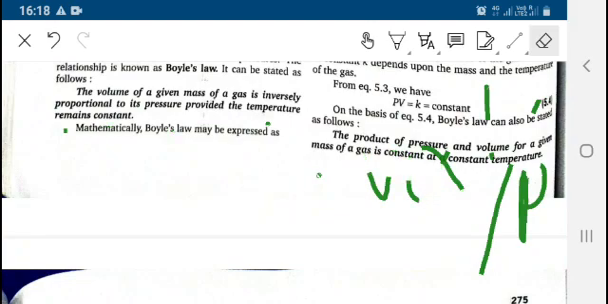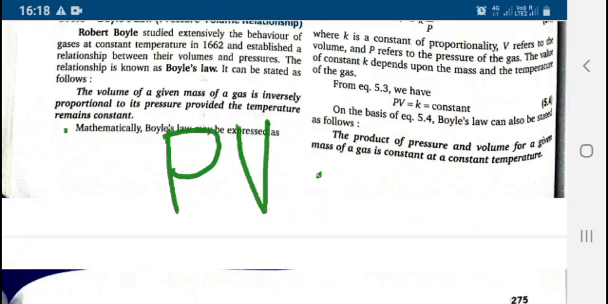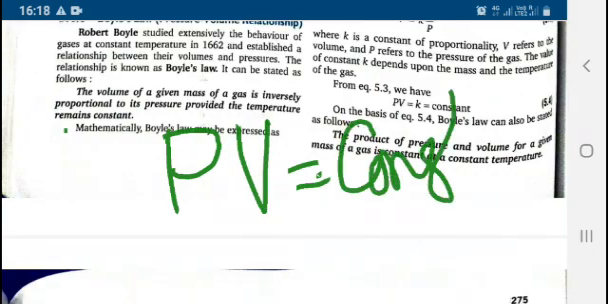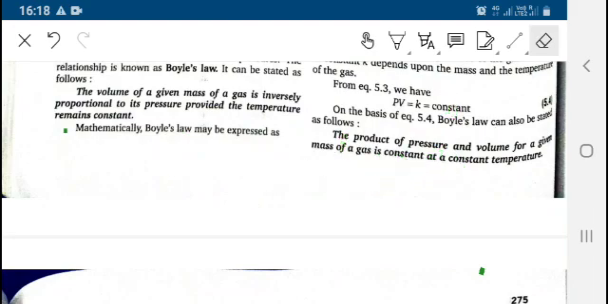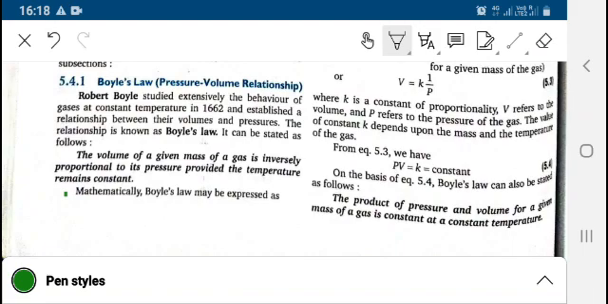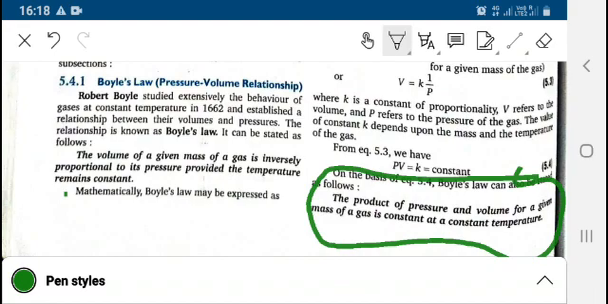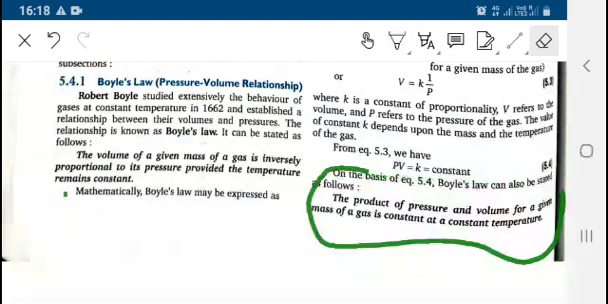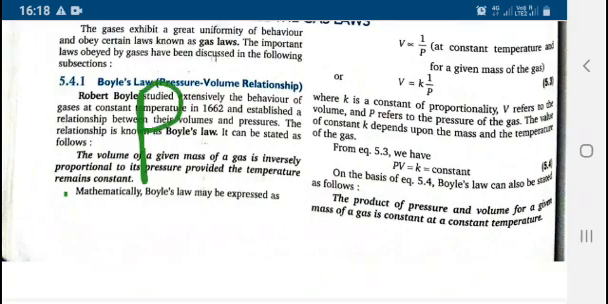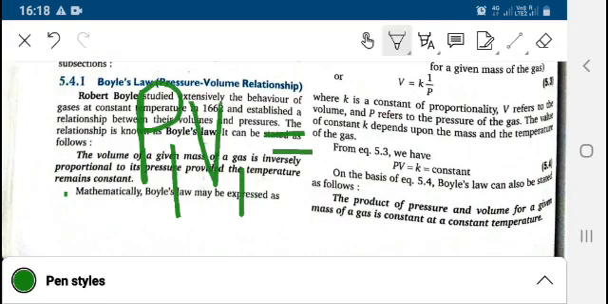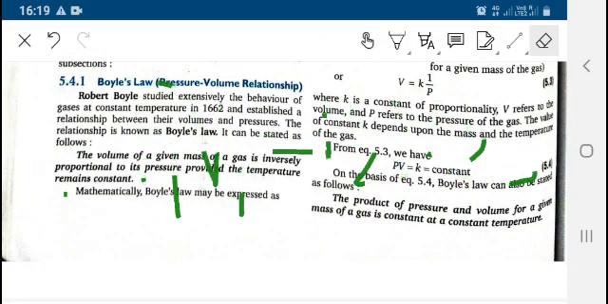Also, Boyle's law can be stated mathematically as PV is equal to constant. It is the product of pressure and volume. As you can see here, the product of pressure and volume of a given mass of a gas is constant at a constant temperature. What is Boyle's equation? P1 V1 is equal to P2 V2. This is known as Boyle's equation.